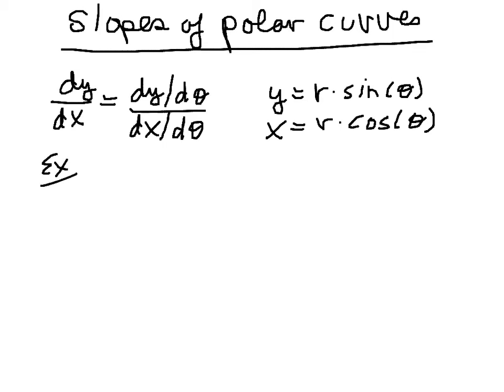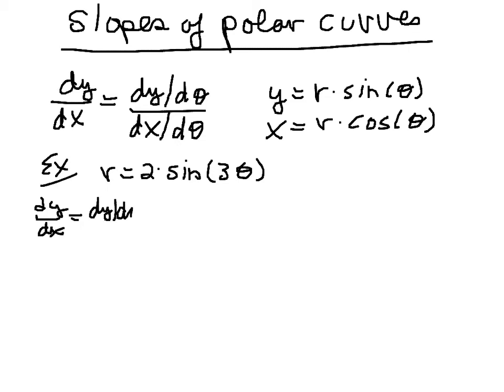And let's look at, say, r is equal to 2 times sine of 3 theta. It's a Rose curve, right? Okay, so here we go. This is going to be a long one. dy dx is equal to dy d theta over dx d theta.